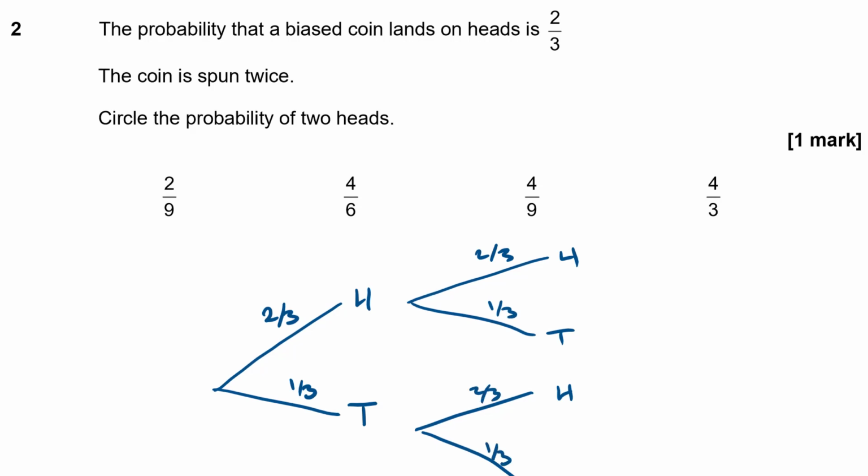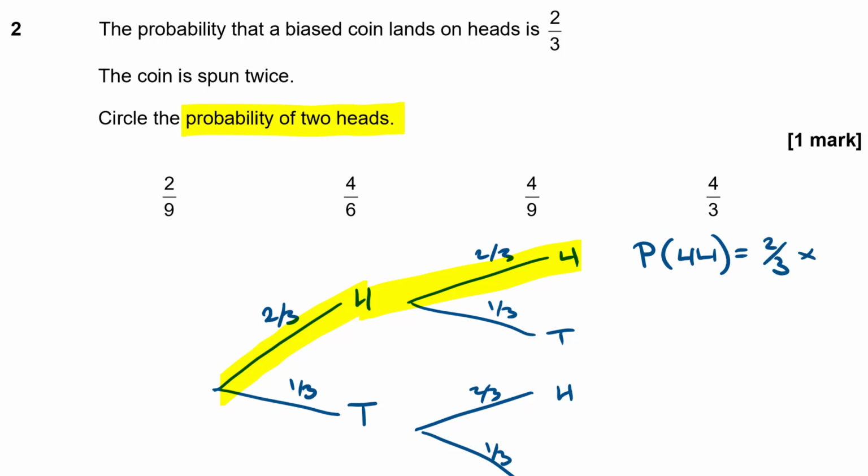Now we're interested in the probability that we get 2 heads. Now the probability of 2 heads is this root, up here and along there. So the probability of heads is the probability of getting heads on the first row, which is 2/3, times the probability of getting heads on the second row, another 2/3. So 2/3 times 2/3, 4/9. That one there.